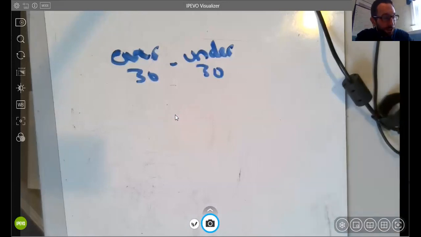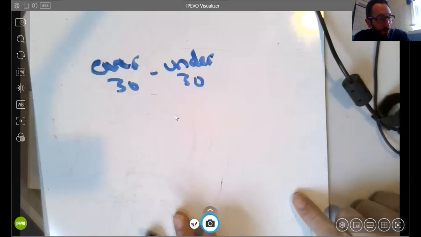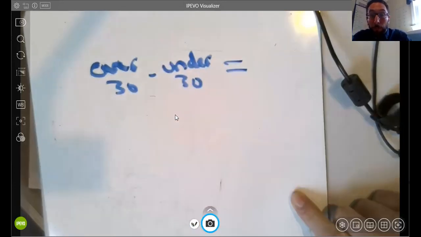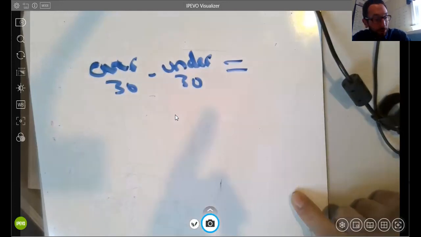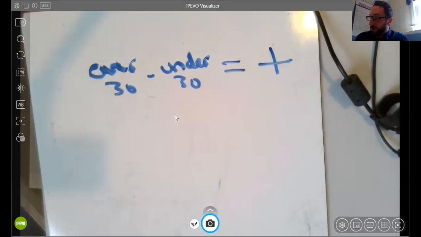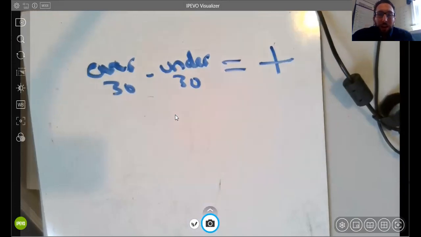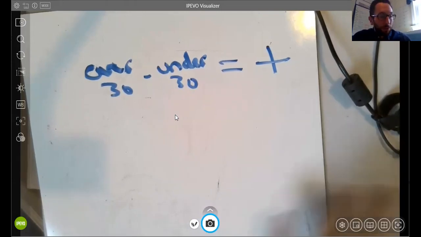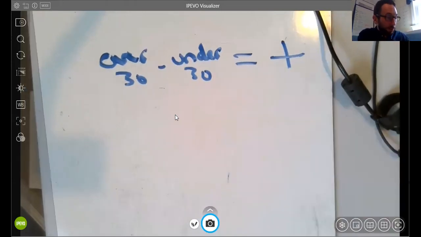So for us, when we subtract in this order, we can either get a positive number or a negative number or 0. Both of the values in our interval were positive numbers. Think, if I'm going to do over 30 minus under 30, and I'm going to get a positive number, which of these percentages had to be bigger?